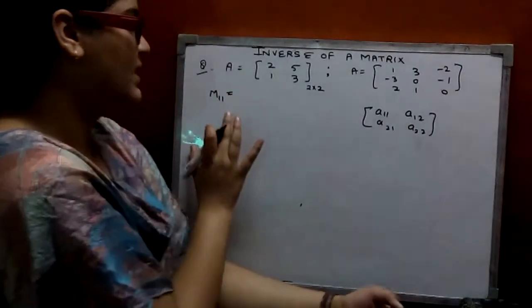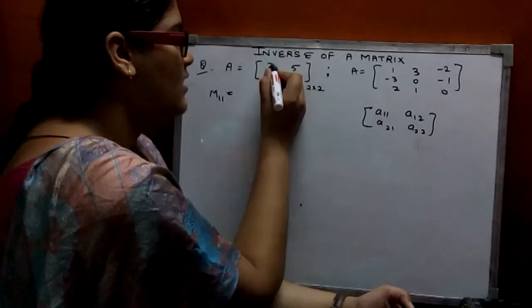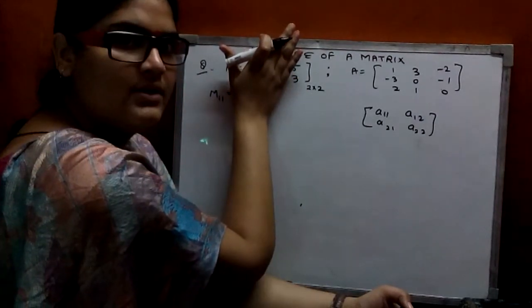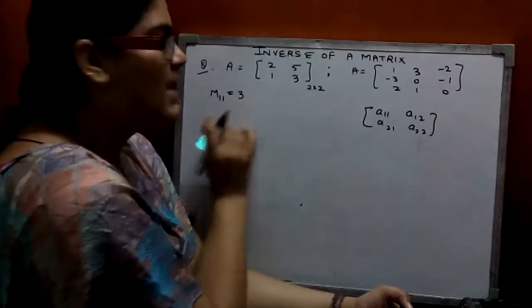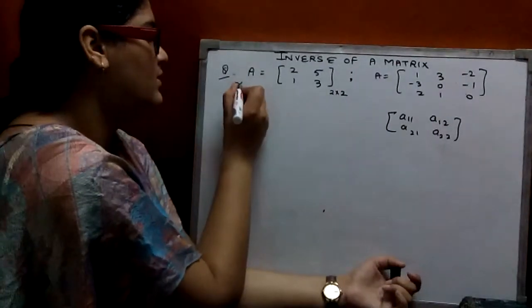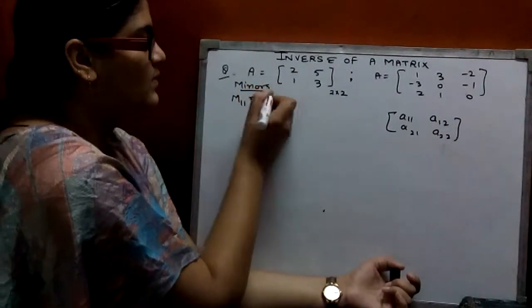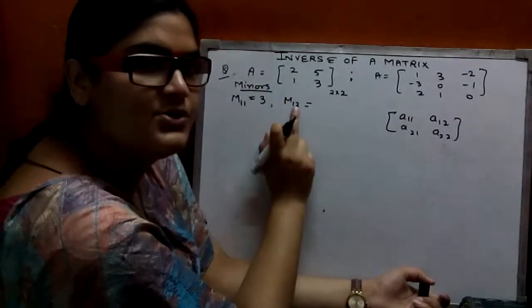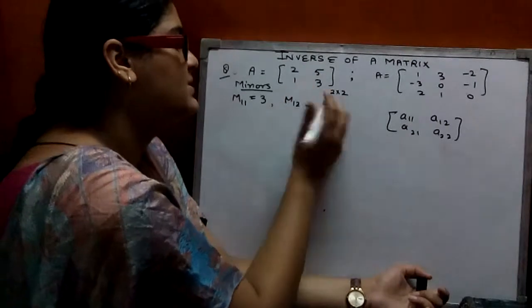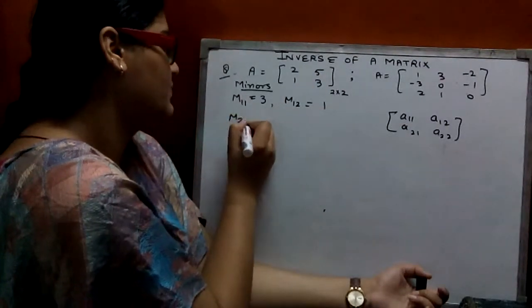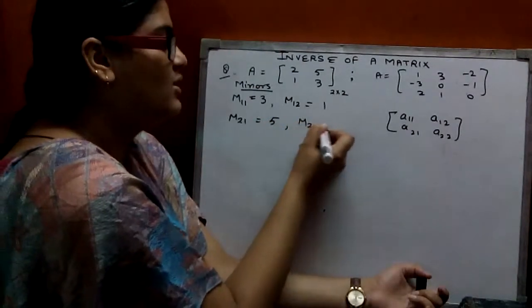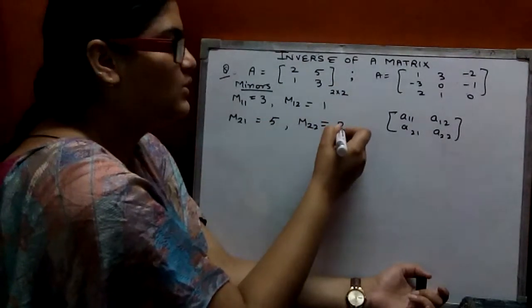Now, minor. If you have to find the minor of first row, first column, you have to hide it. What you get is 3. This is your minor. M12, the minor of first row, second column, is 1. The minor of second row, first column is 5. And the minor of second row, second column is 2.